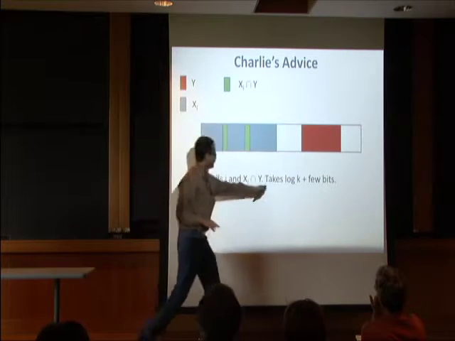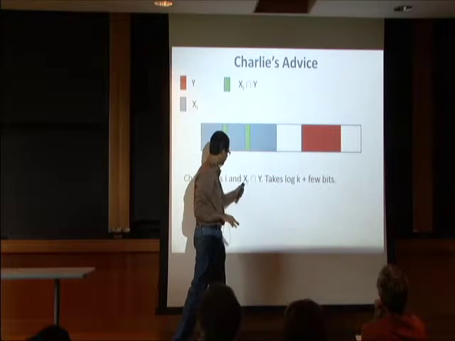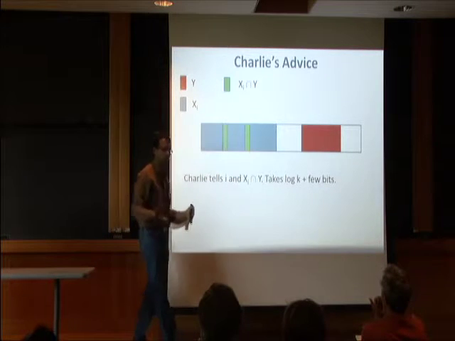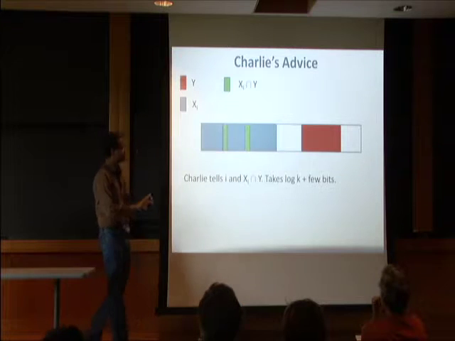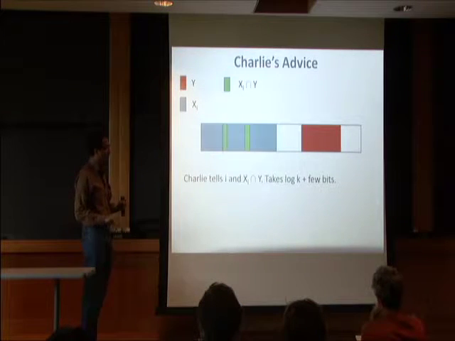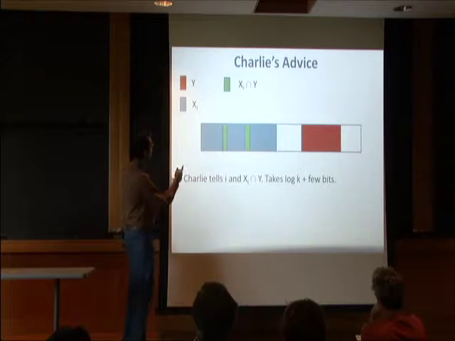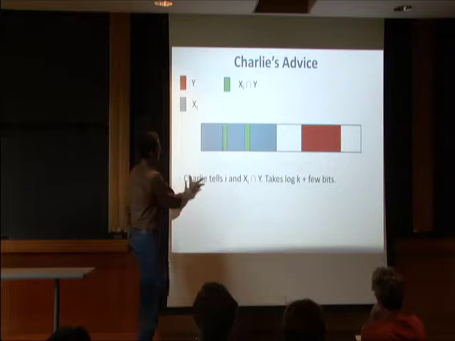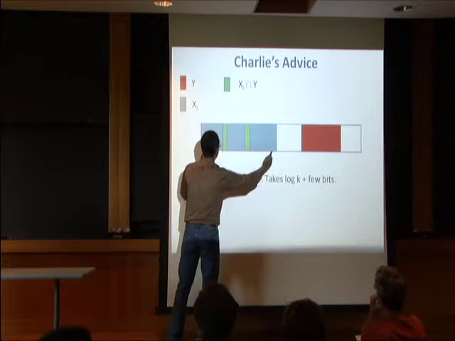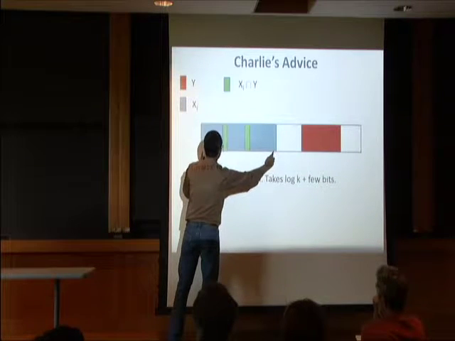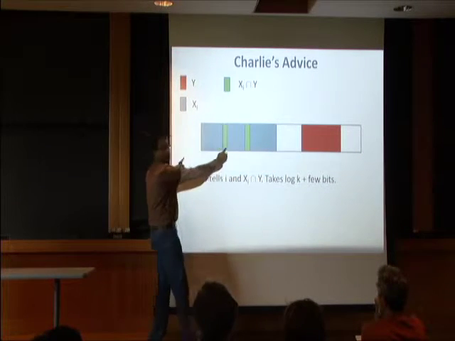So with log k plus a few bits required to specify this, which is order log n, let's assume. And again, log k is log n because k is polynomial. With just a logarithmic number of bits, what is he doing? He is informing the player who's missing y about a large chunk. Given this information, the player knows exactly what y looks like in this spot.